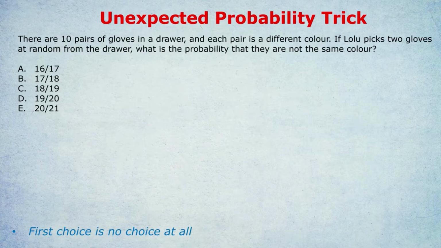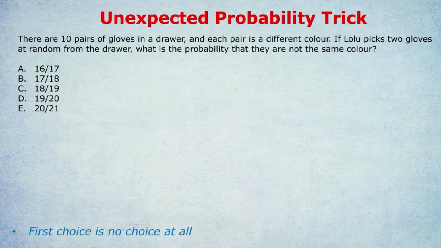If you get them both right, then well done. You are definitely on your way towards a mastery of probability. Let's look at this trick first and this question. There are 10 pairs of gloves in a drawer, and each pair is a different color. If Lolu picks two gloves at random from the drawer, what is the probability that they are not the same color?